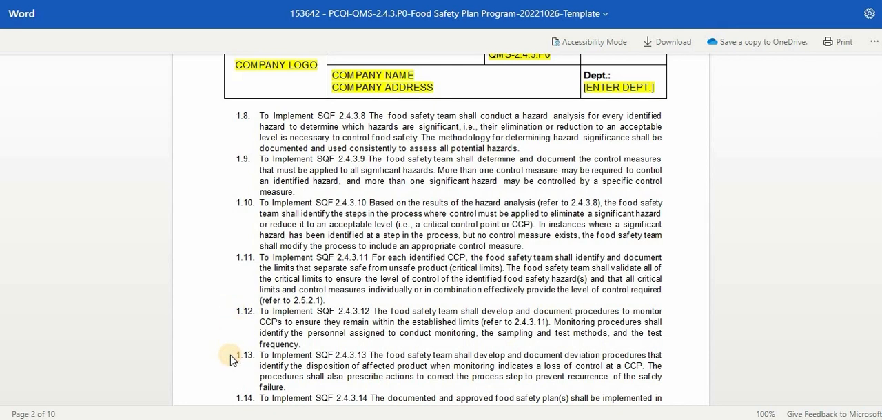13th, to implement SQF 2.4.3.13, the food safety team shall develop and document deviation procedures that identify the disposition of affected product when monitoring indicates a loss of control at a CCP. The procedures shall also prescribe actions to correct the process step to prevent recurrence of the safety failure.